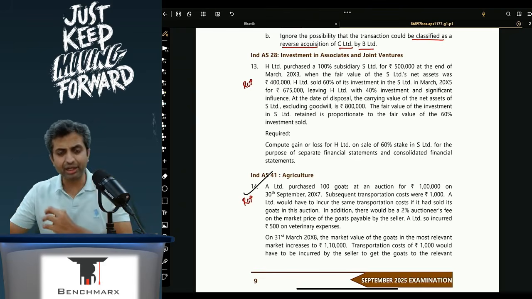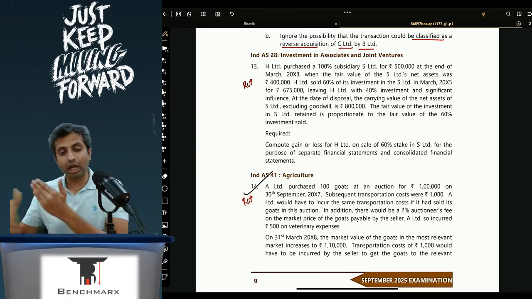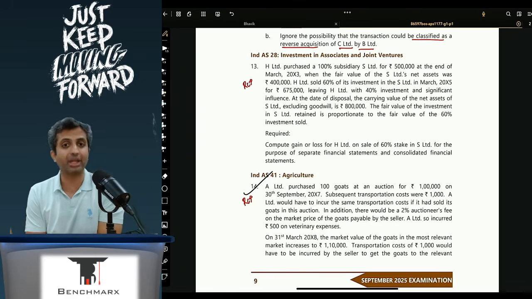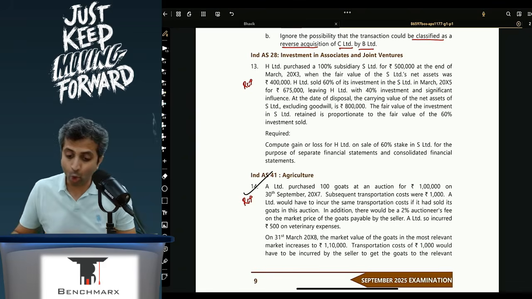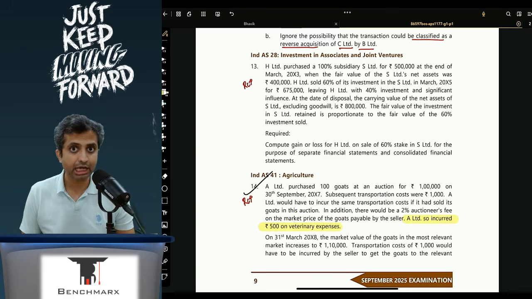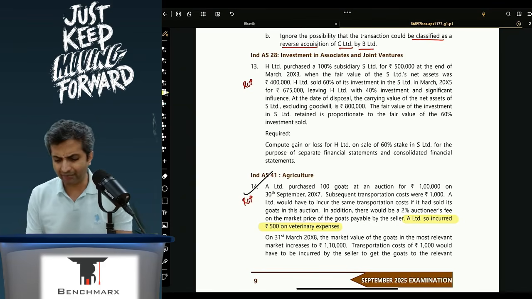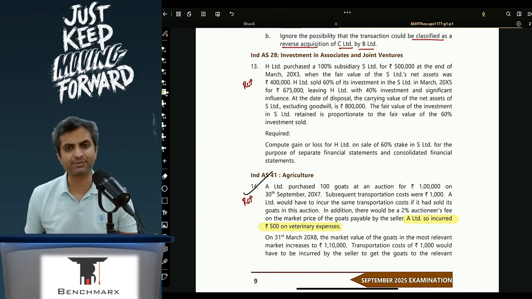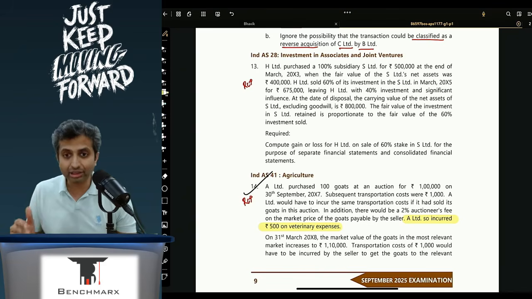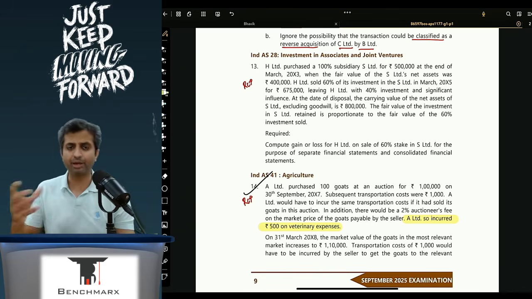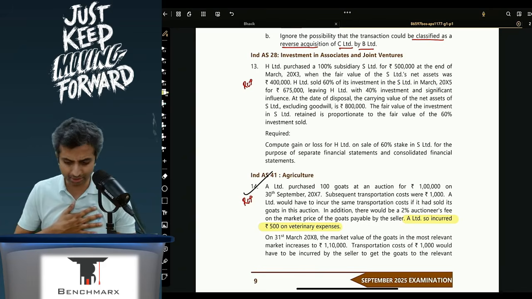Ultimately, you are going to either sell it or slaughter it, and hence they will ultimately be treated like inventory, where you will recognize revenue, etc. The only new thing over here would be that there is some 500 veterinary expenses. Remember, initially you recognize the cattle, that is a biological asset, at fair value less cost to sell. Now a veterinary expense, that is medical treatment expense, is not a cost to sell, and hence this veterinary expense will go to the profit and loss account. Other than that, this entire question is an exact replica of the question which is there in your material.